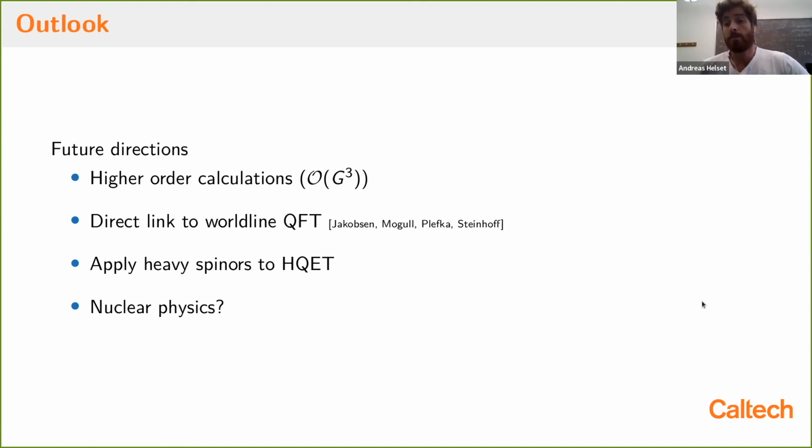And then we can also go back to the roots and see if there are problems in heavy quark effective theory that can be tackled by using these heavy spinors. And maybe more speculative, are there other areas in physics, maybe nuclear physics, where there are heavy things that also need to or can be attacked through this formalism.